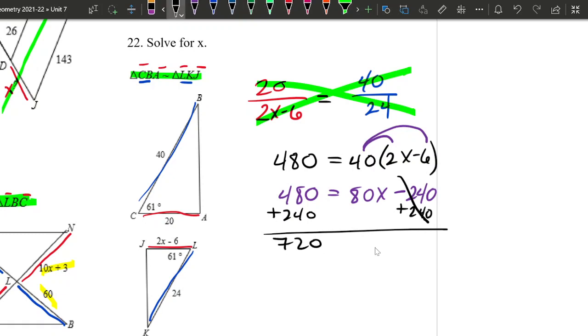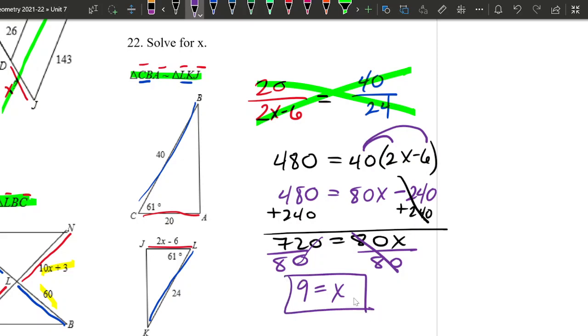720 equals 80x. And then last, divide it by 80. So if I cancel the zeros, 72 divided by 8 is 9. So x is 9. And that's the end of the review.